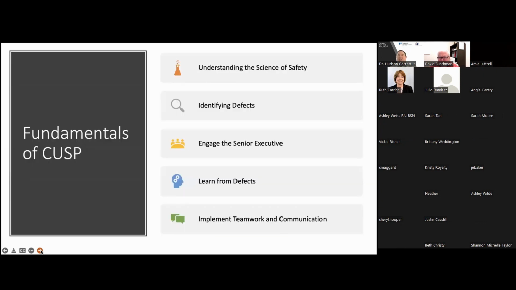Now, there's this concept called CUSP. If you're not familiar with that, it stands for Comprehensive Unit-based Safety Program. It was really pioneered out of Johns Hopkins and the Agency for Healthcare Research and Quality. And the whole goal, as the name implies, is to bring safety down to the absolute unit level.